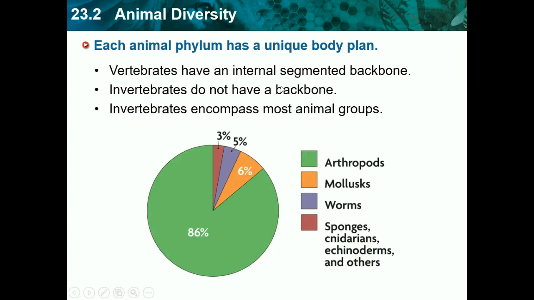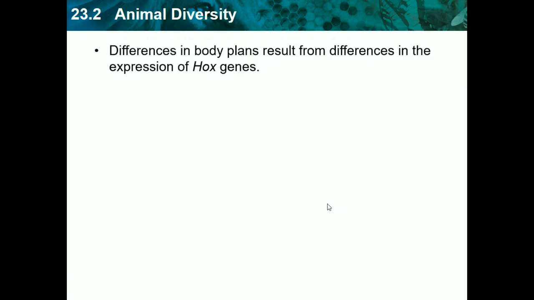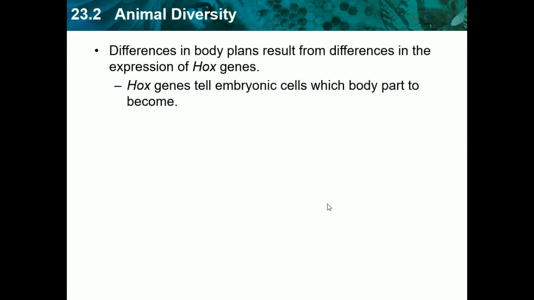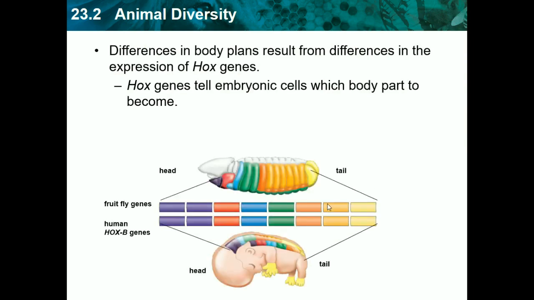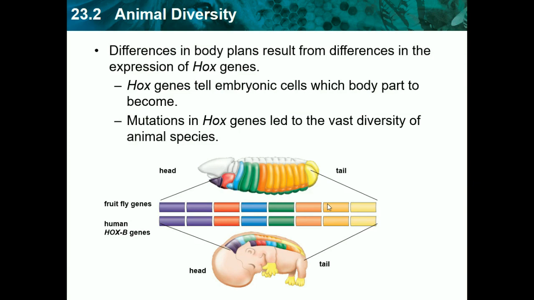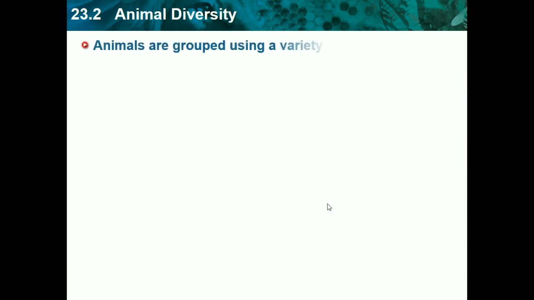So here we have arthropods, which is 86%, mollusks, which are 6%, worms, which are 5%, and 3% is sponges and other stuff, basically. Differences in body plans result from differences in expression of Hox genes. Hox genes tell embryonic cells which body part to become. So in the early stages it tells which genes to do what, or what cells to become what part of our body. Mutation in Hox genes leads to the vast diversity of animal species.